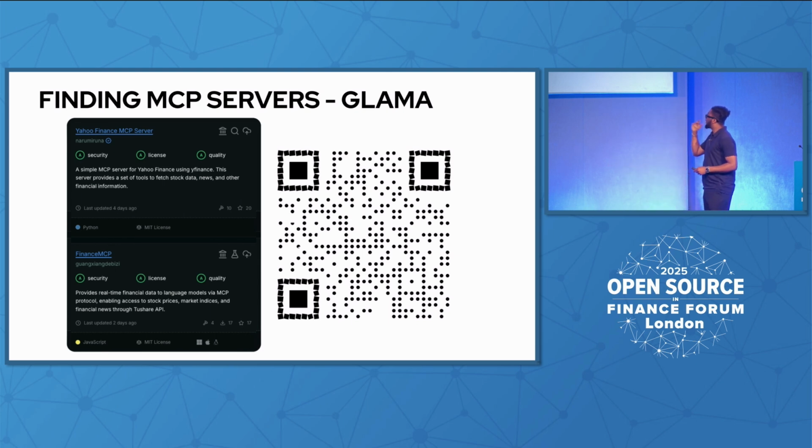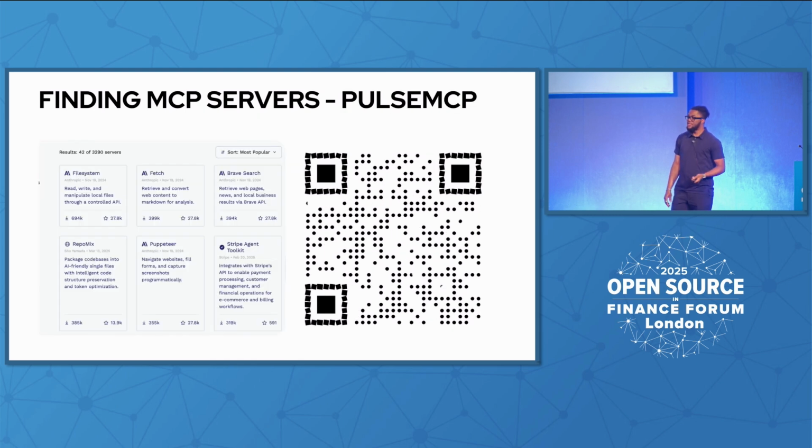Glama I really like because they also give you reviews of the MCP servers, because anybody can build an MCP server today. It's open source. So it gives you grades on the security and the quality of it, and then you know, should I install this or should I not install it? Kind of like NPM packages, but I don't think NPM packages have reviews on them per se, aside from GitHub stars.